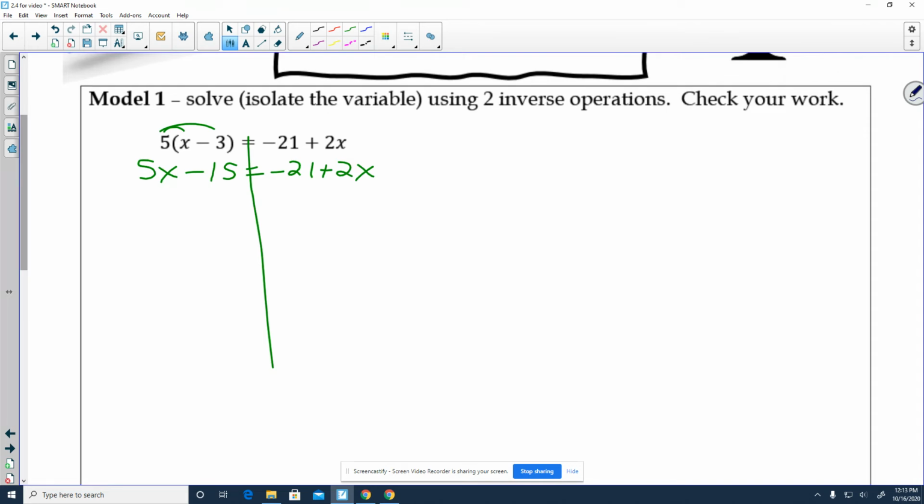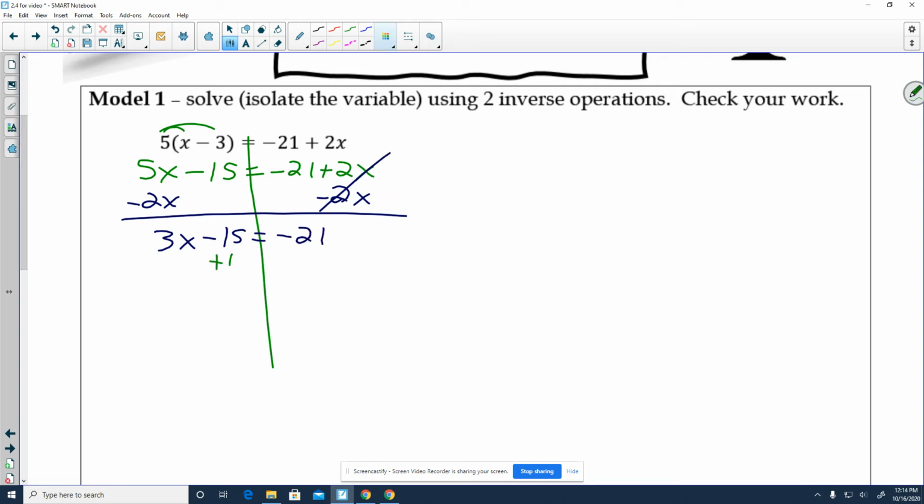I have variables on both sides. I'm in simplest form, so I'm almost there. So now I'm going to get the variable by itself, isolate the variable. So I'm going to subtract 2x on both sides. These are going to go away. We're going to be left with 3x minus 15 equals negative 21.